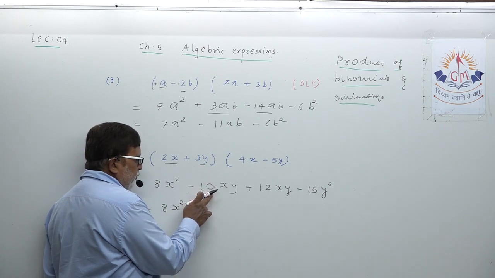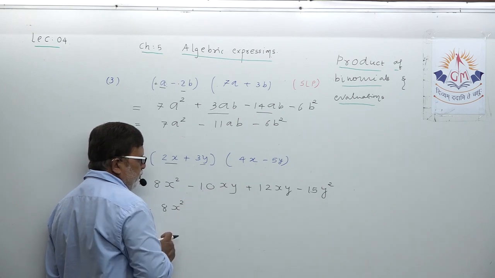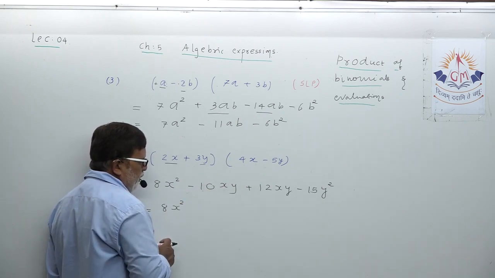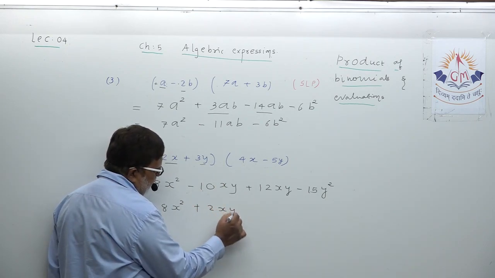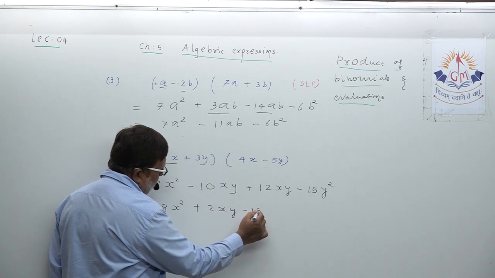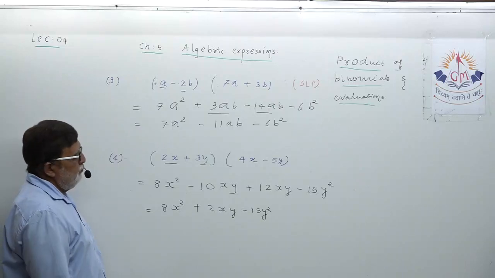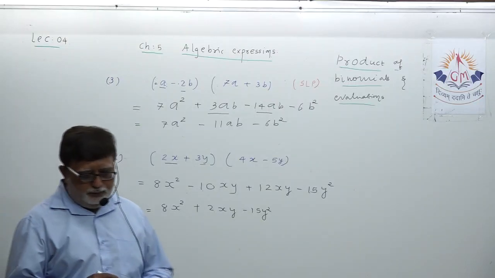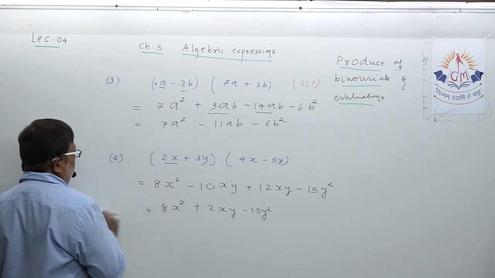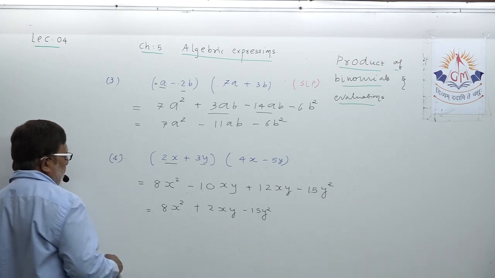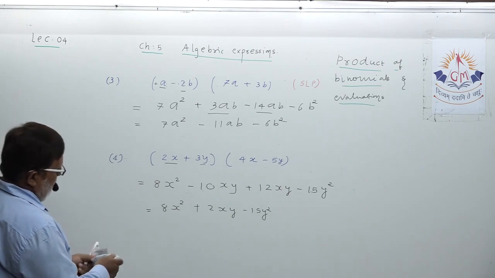Now let us try to solve the like terms. Minus plus minus, 12 minus 10, 2, sign of the greater number, so it is 2xy, at last minus 15y square. The example is solved. Okay. Few more examples. First you verify this before we continue. Similar example, okay, right?